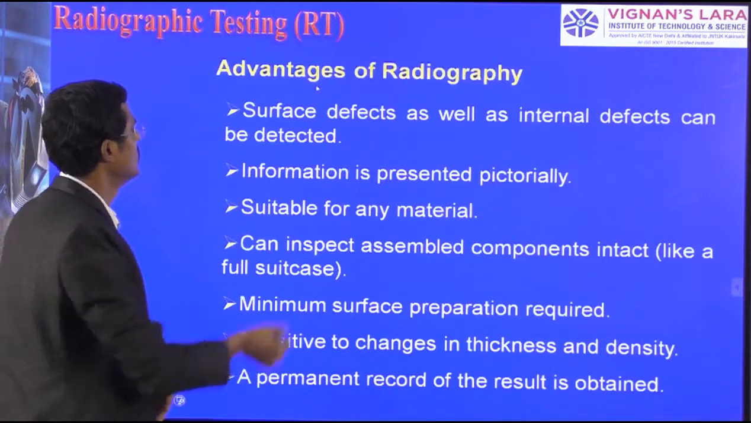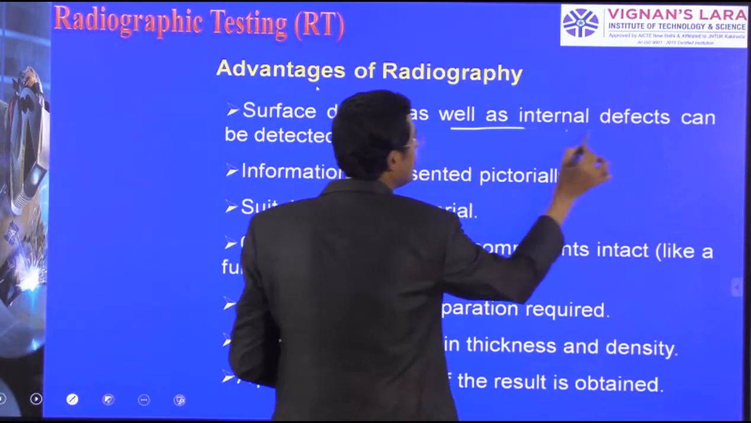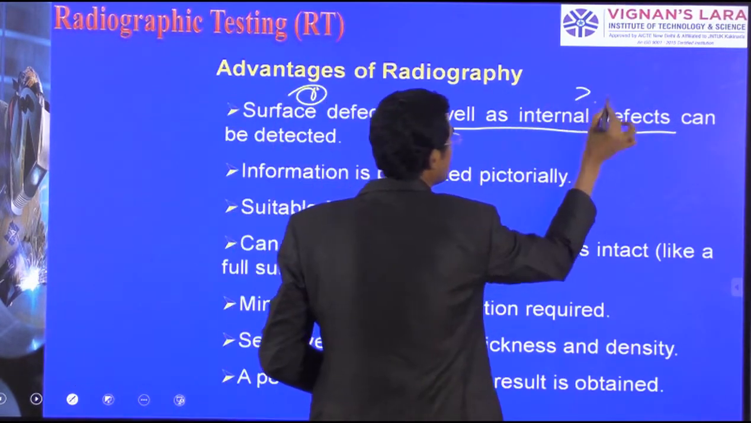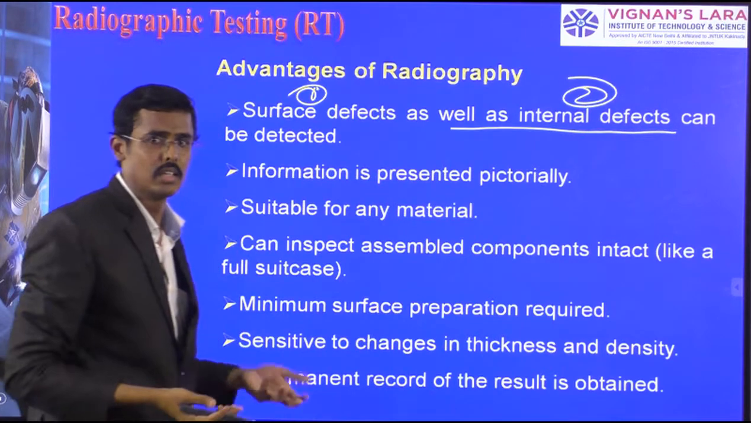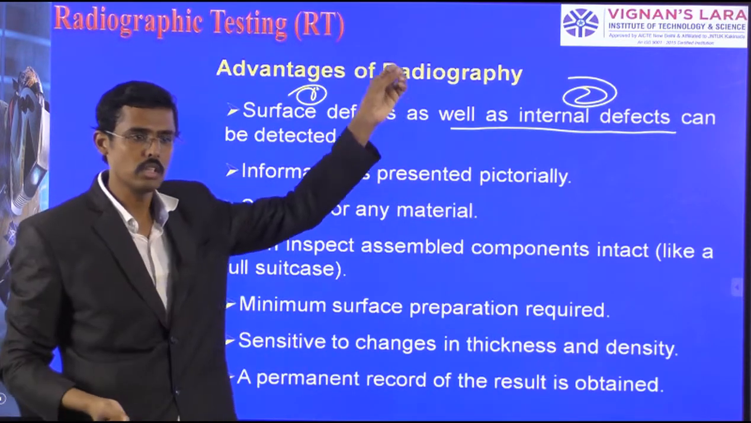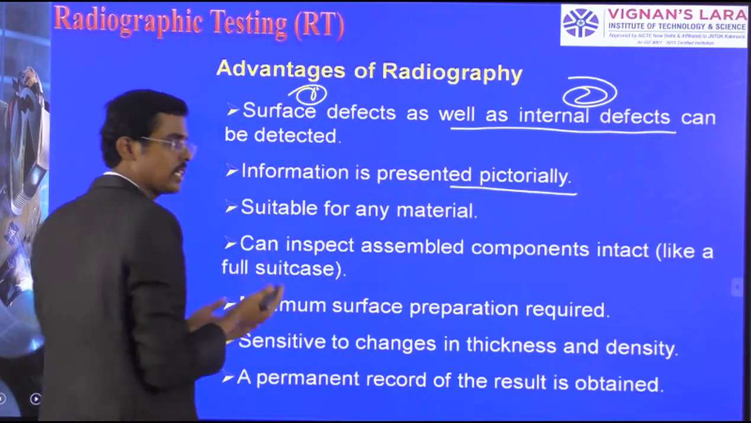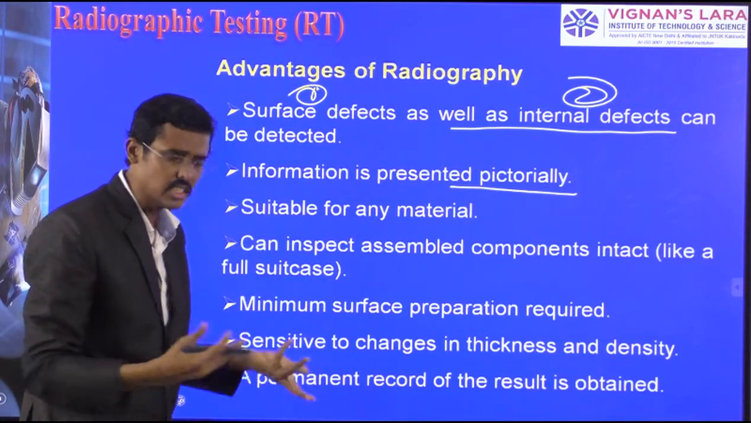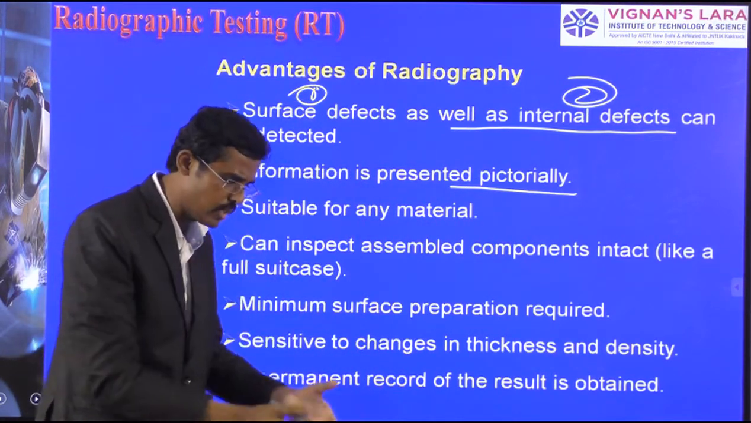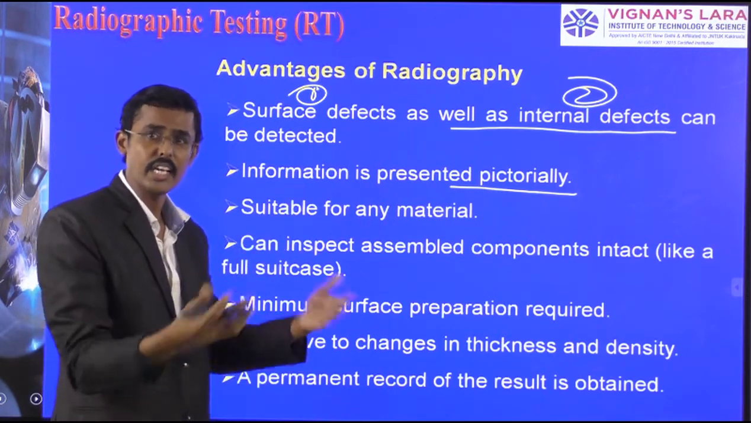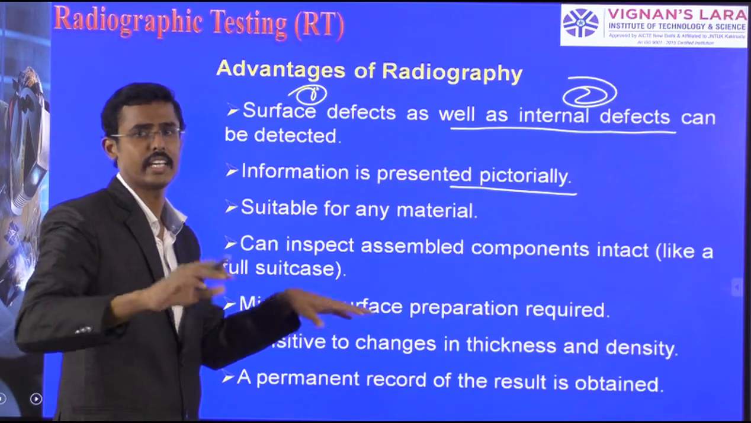So that is the advantage: surface defects as well as internal defects are possible to identify. Surface cracks and also internal defects are possible here. Information is presented pictorially. Yes, on film we have the record. With visual inspection there are no records. We are just visually checking, identifying and verbally telling. But here we are creating the record. It is not possible to erase.